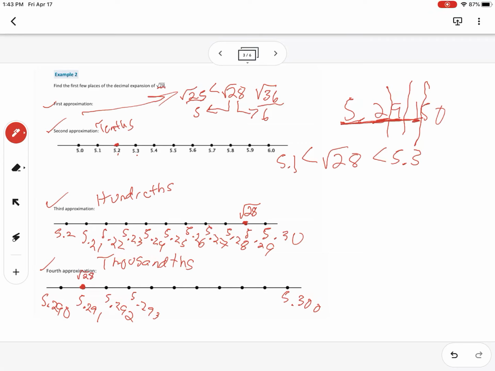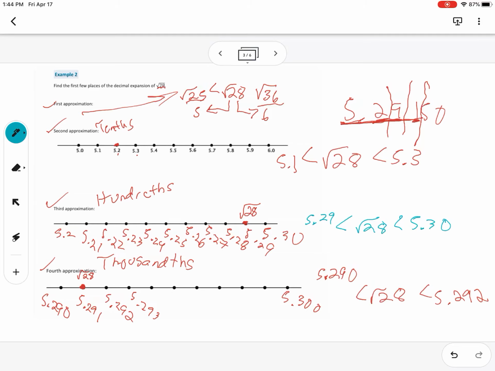If I was writing a number sentence of this, I would say that the square root of 28 is greater than 5.290, but it is smaller than 5.292. I could keep going from there. It's not really necessary, but I could. And I kind of skipped this last one. I'm going to use a different color so it sticks out. For the one before, if I was writing a number sentence, I would say that the square root of 28 is larger than 5.29, but it is smaller than 5.30.